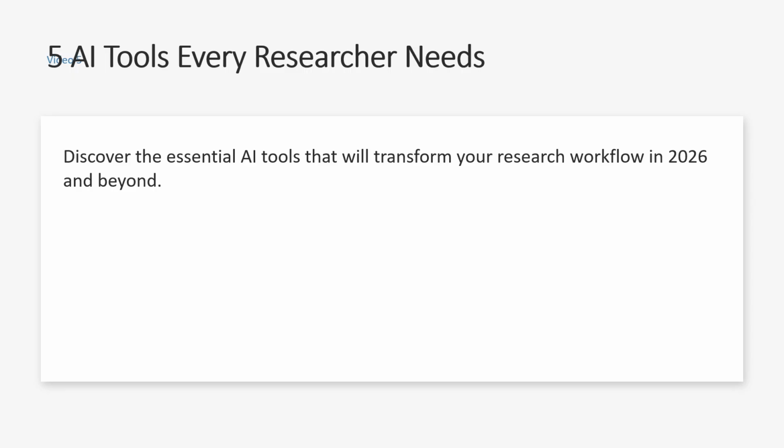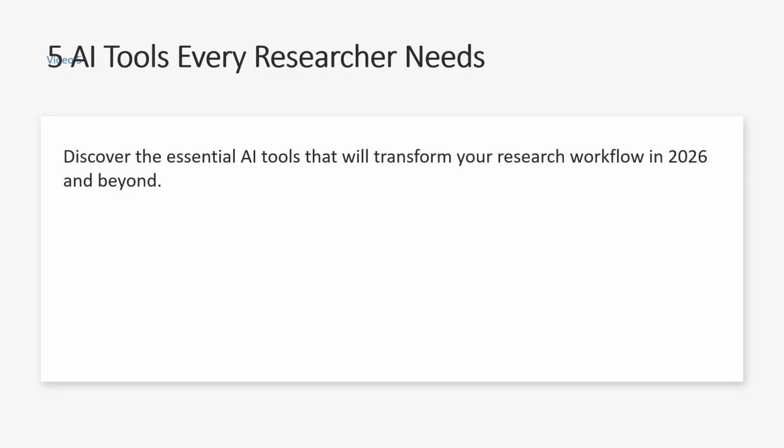Some spend excessive time evaluating tool after tool instead of actually doing their research work. Others adopt tools randomly based on whatever colleague recommendation they heard most recently without any strategic thinking. Still others postpone any AI adoption indefinitely, always waiting for the landscape to stabilize or for the perfect tool to emerge, which never happens. What you need is not a comprehensive list of every tool available. That would just add to your overwhelm.